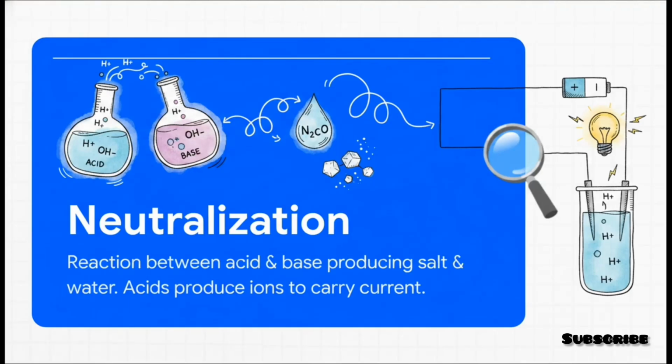Okay, here are the precise answers straight from our core concepts. Neutralization is simply the reaction between an acid and a base that produces salt and water. And as for the electricity question, it's all about those free-floating hydrogen ions that acids produce in water. Those ions are exactly what carry the electric current straight through the solution.